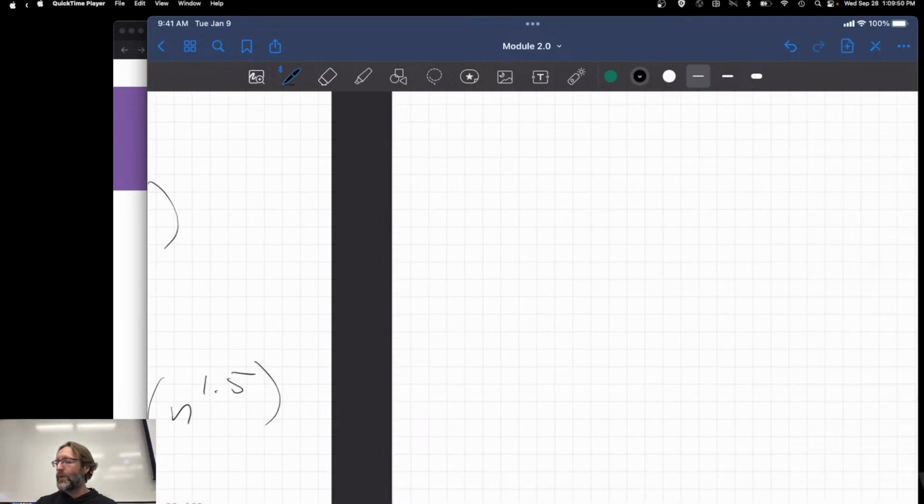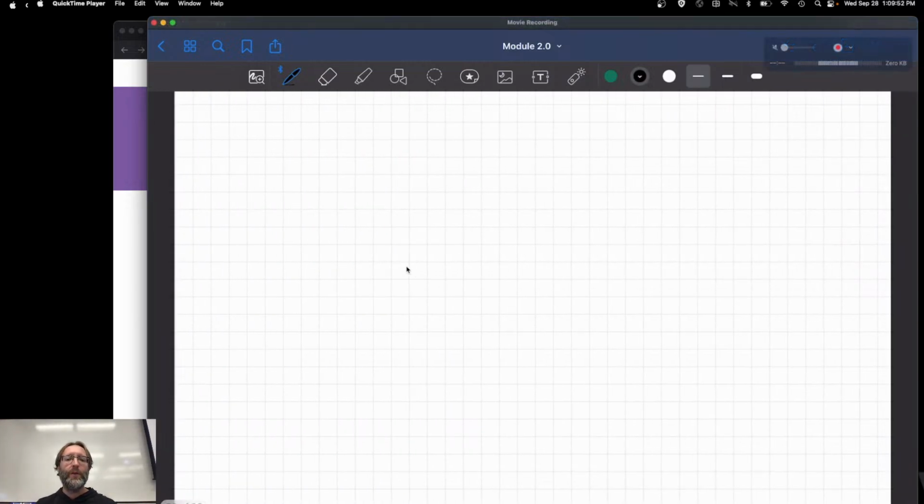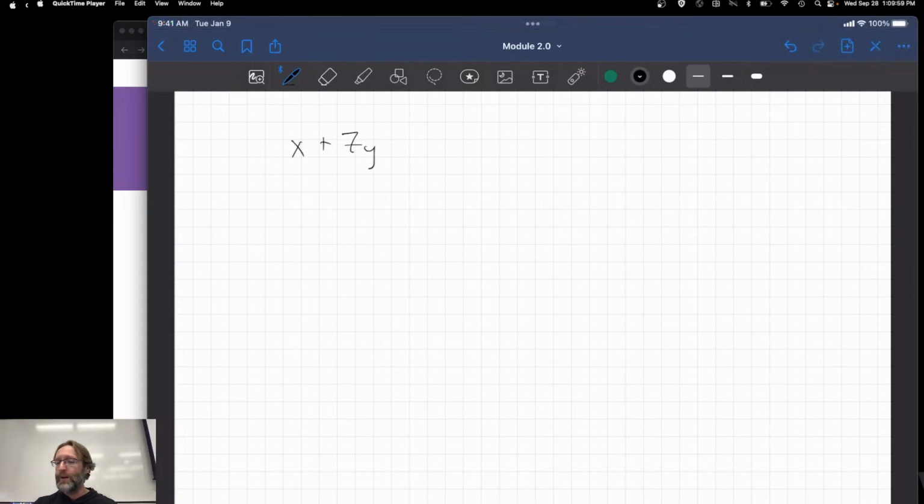With our last 10 minutes here, let's look at some other exceptions. Let's look at some small systems here. x plus 7y is equal to 8, and 2x plus 14y is equal to 16.